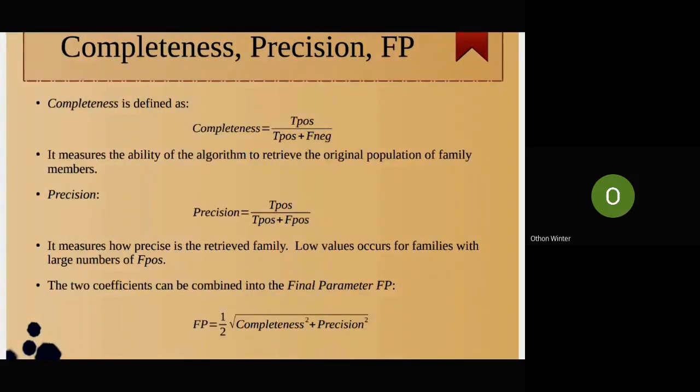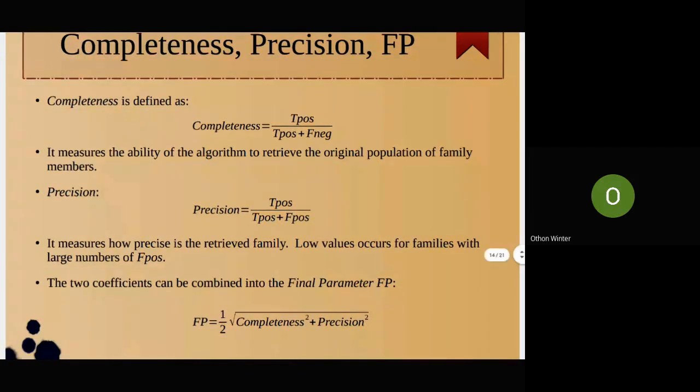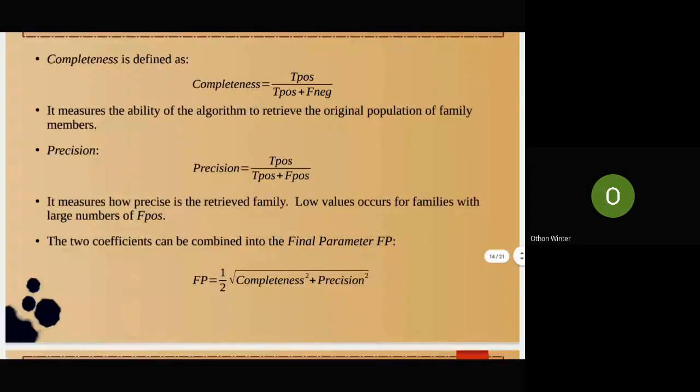If you have a large number of false positives, so for example, that we discussed before, if you have a family of 10,000 objects, which has essentially most of the objects as false positives, the value of precision will be very low. So you may have completeness values that are high and precision values that are low, or vice versa. You can have high precision but very small completeness. So you need to make a trade-off between the two factors. This was done in our work by combining the two coefficients into what we call the final parameter. This is given by a weighted average of the two parameters, 1/2 of the completeness squared plus precision squared.